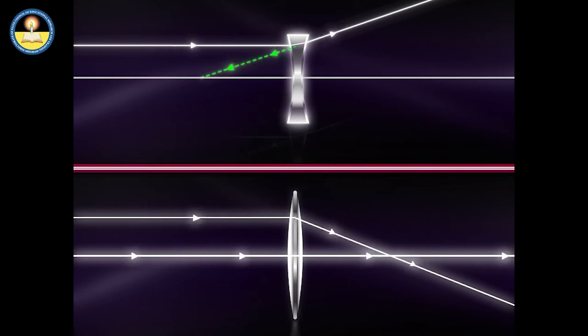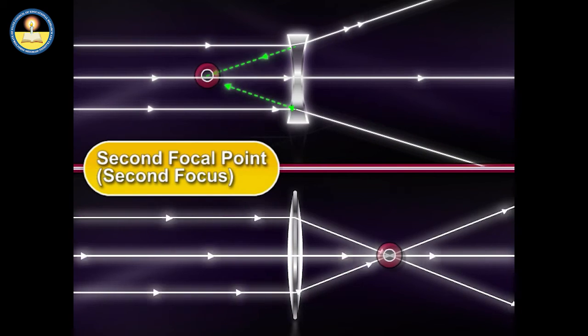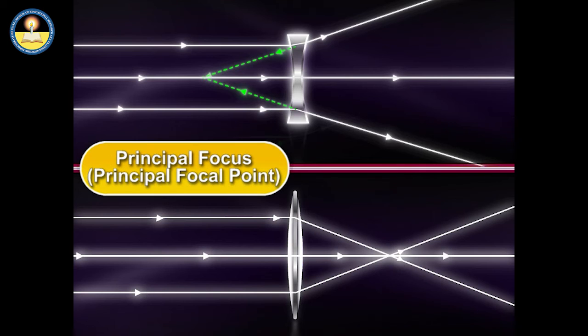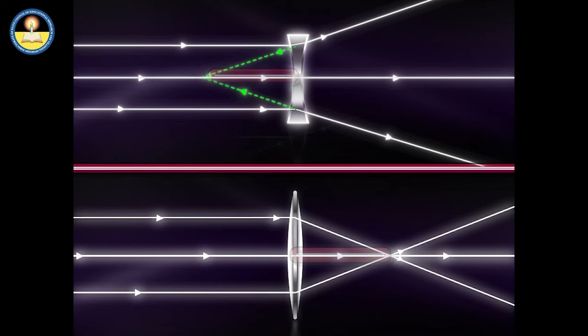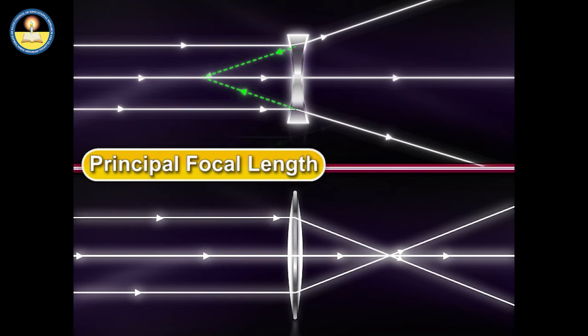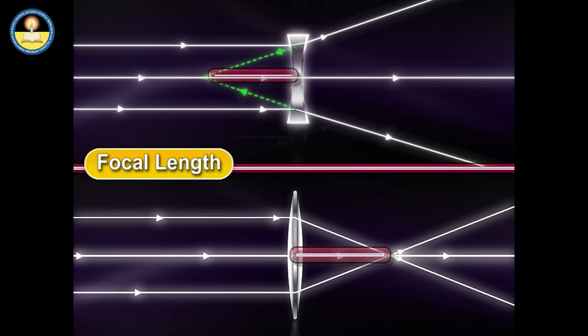Usually when we say focus, we mean second focal point. It is also referred to as principal focus or principal focal point. Thereby, when we say focal length of a lens, we mean second focal length. It is also referred to as principal focal length, and the distance of the principal focal point from the optical center is called focal length, which is denoted by f.